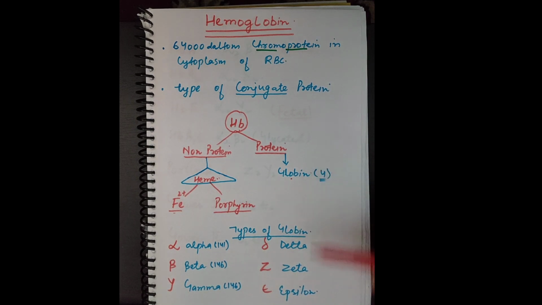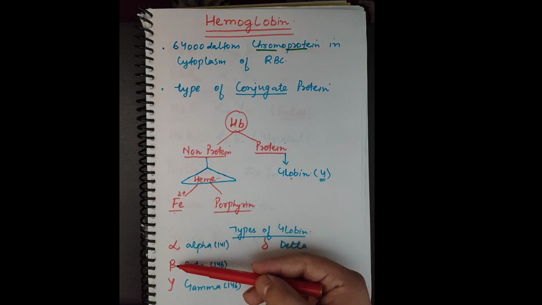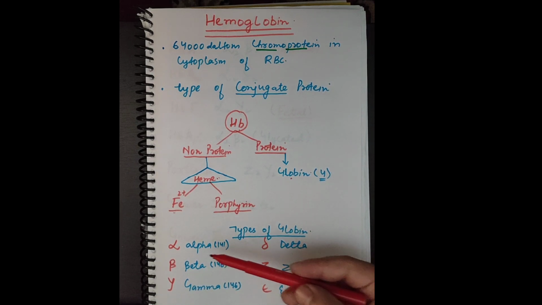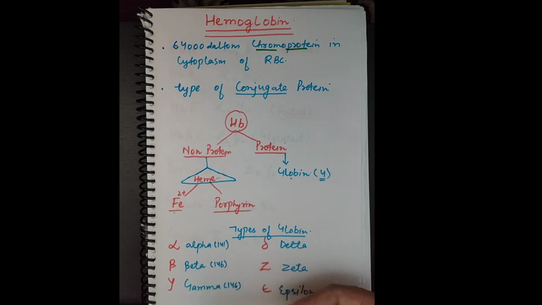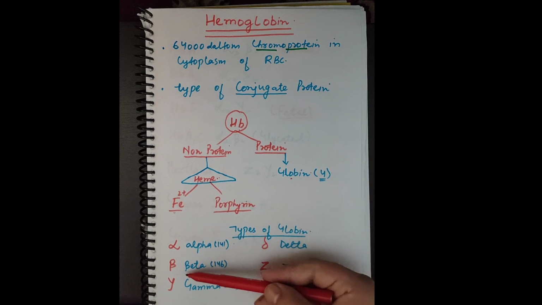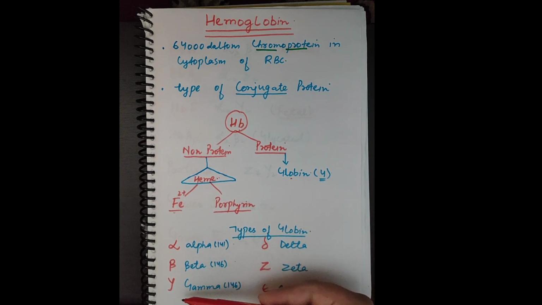If we talk about types of globins, globin is a type of protein, so different types of globin chains can be there. There can be alpha chains, beta chains, gamma chains, delta chains, zeta chains or epsilon chains. Just the names you need to remember. Alpha chains, beta chains and gamma chains are very important. Alpha chain contains 141 amino acids, beta contains 146 amino acids, gamma contains 146 amino acids.